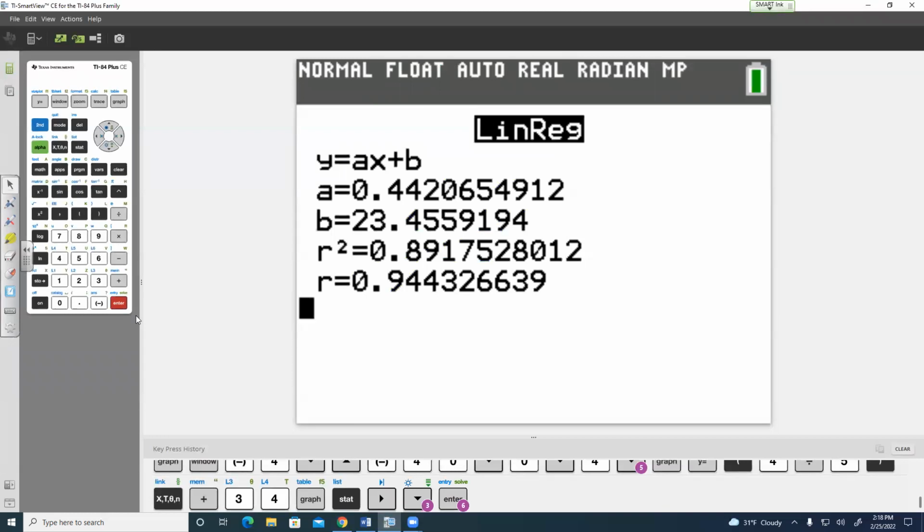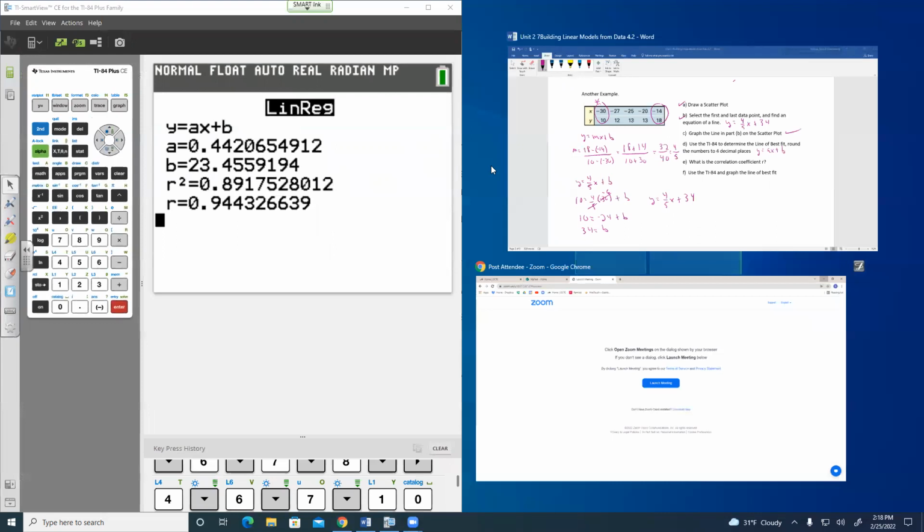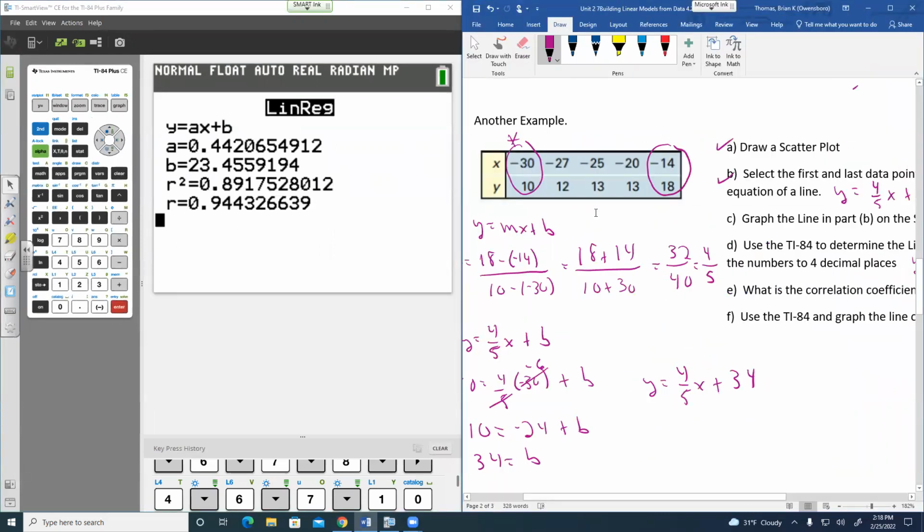So the a to 4 decimal places, let me move this back over to the side so I can write. For the time being, I'm just going to put this down here. A is going to equal 0.4421, and B is going to be 23.4559. And we also have to do that correlation, that R. Let's go to 2 decimal places. 0.94 would be the R. We'll mark that down as we go forward so I don't have to go back and forth. So we need those 3 things from that screen.